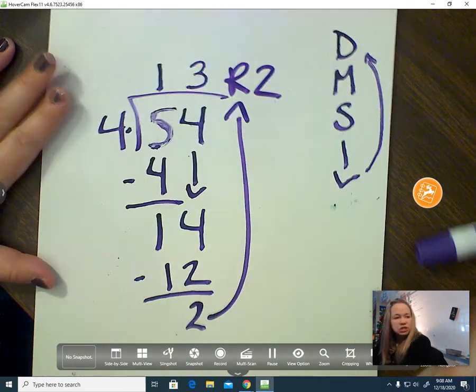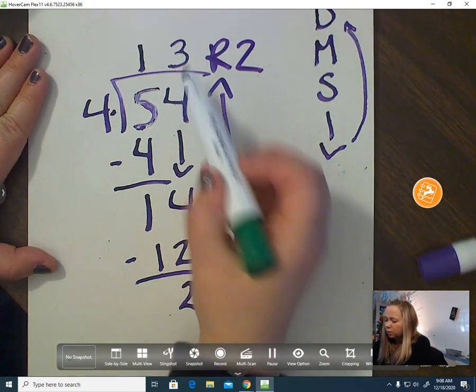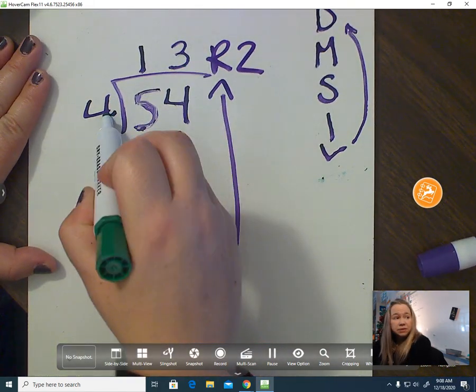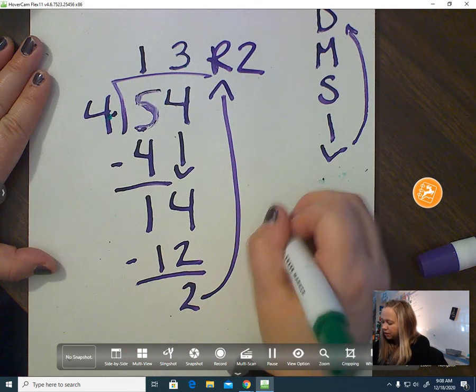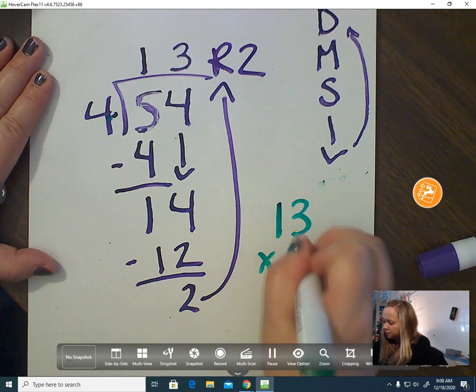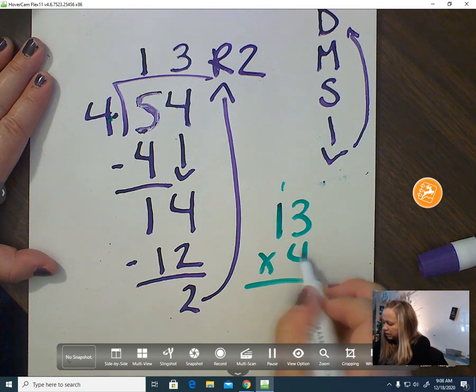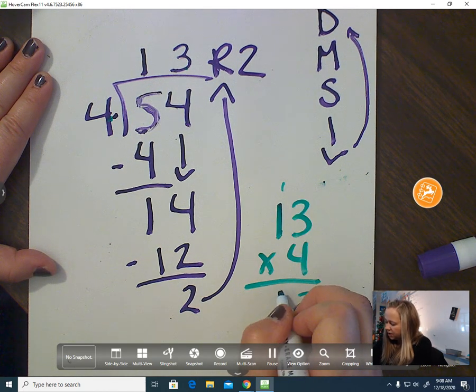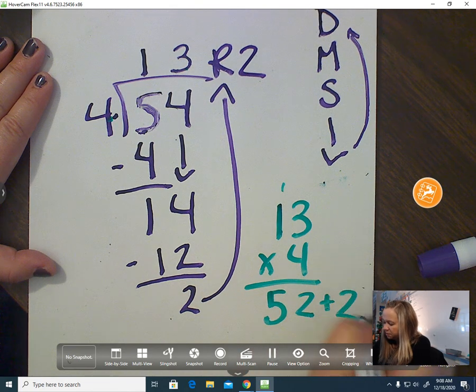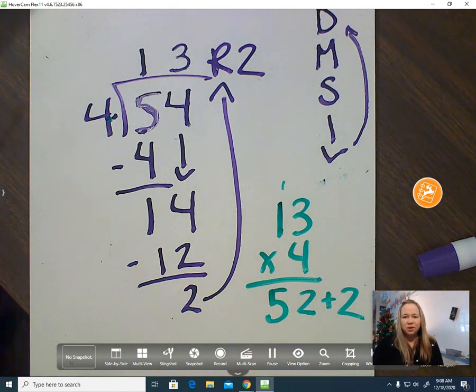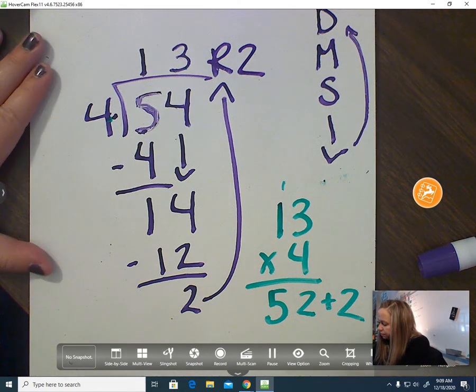Now let's check it just to be sure. So when we check it, we're going to do 13 times 4, and we'll add our remainder in at the end. So 13 times 4, 3 times 4 is 12. 4 times 1 is 4, plus 1 is 5. 52 plus our remainder of 2 gives us 54. Yeah? I know this is hard. Here we go.